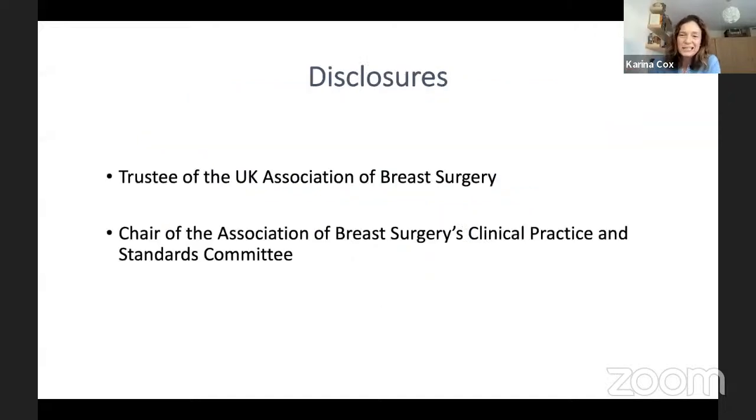So just a little disclosure. I am a trustee of the Association of Breast Surgery in the UK and also chair the Clinical Practice and Standards Committee. And the reason that I'm disclosing that is pretty much everything that I'm going to talk about is based on some ongoing work that we've got in the association looking at margins. So I think that's important to share at this point.